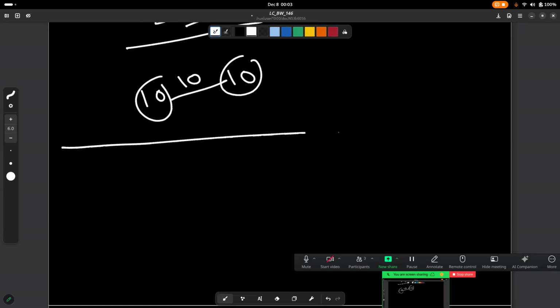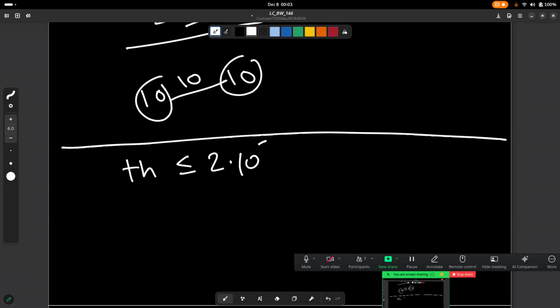Now, after this whole procedure, what do we have? Our threshold is less than or equal to 2 times 10 raised to power 5.